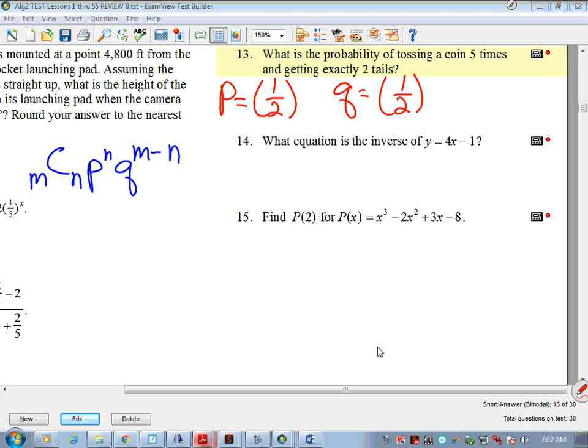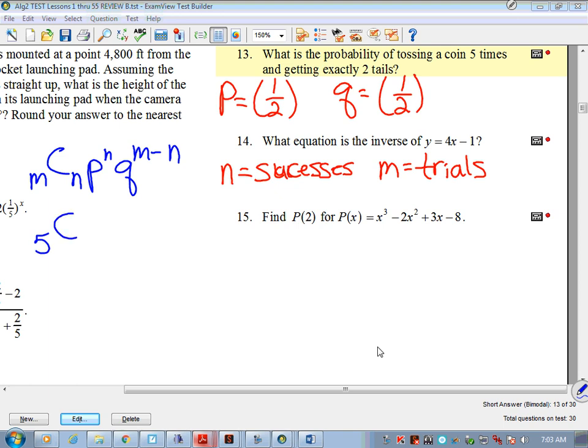Okay, then we want to look at what M and N are. Then the probability of exactly N successes. Okay, so N is how many successes we want. And M is the number of attempts or trials. Okay, so let's use that information and what we see there. What is the probability of tossing a coin 5 times? Well, 5 is the number of trials. So we're going to have 5 for M there.